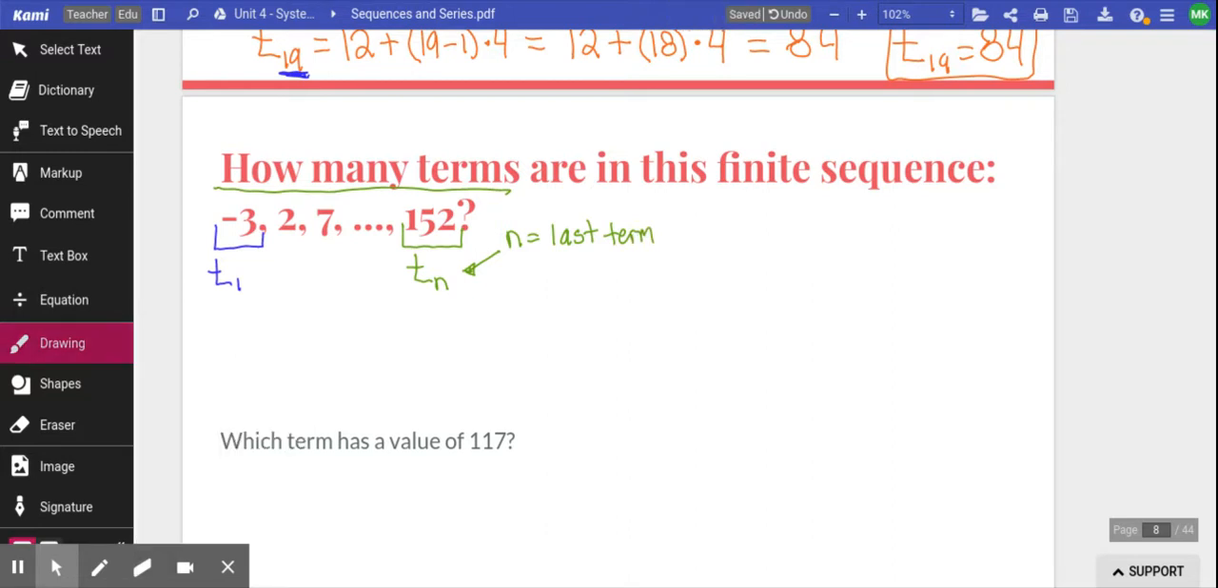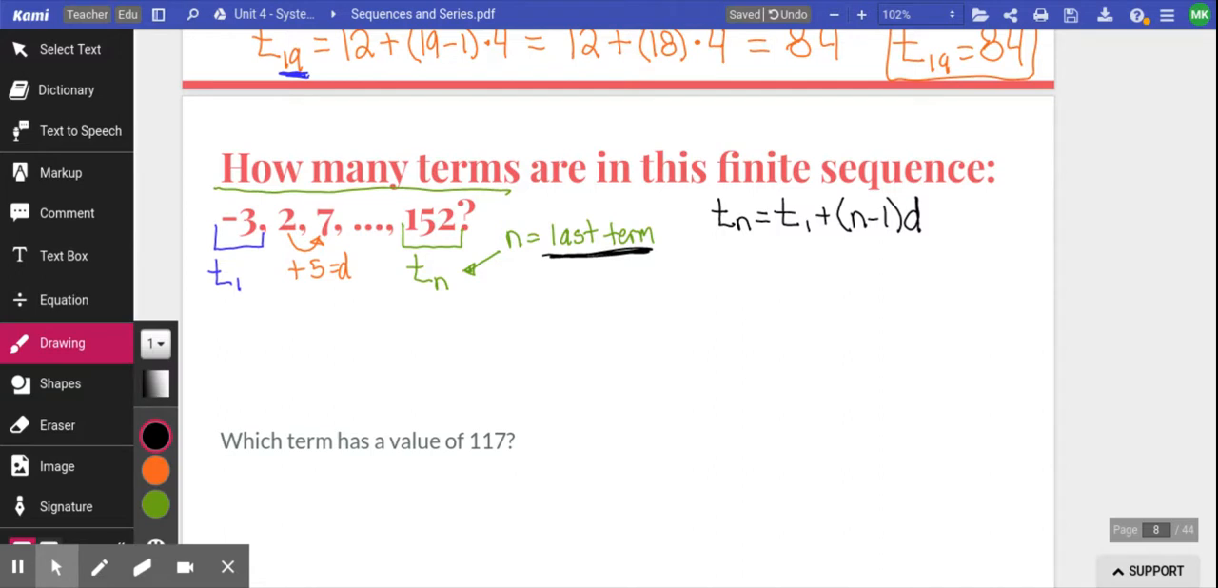And they've also given you the difference. So if you look in between these two numbers, you see that plus 5 is the difference. So with this information, I could actually go to our formula being T of n equals T of 1 plus n minus 1 times d. And I could fill in most of this information except for the n value, and n would equal the last term, which tells me how long a sequence is.